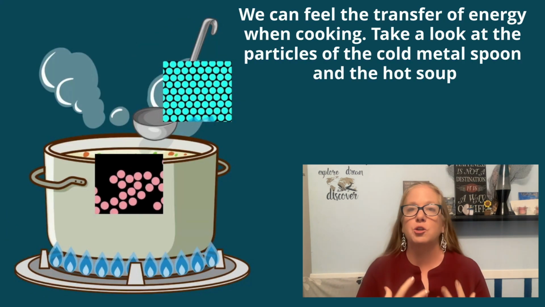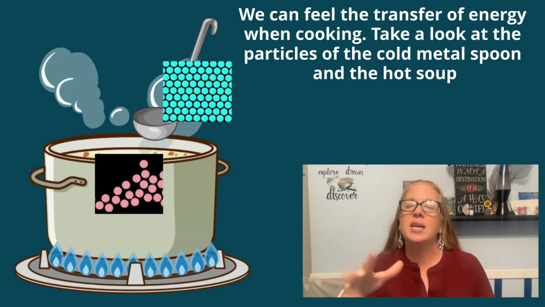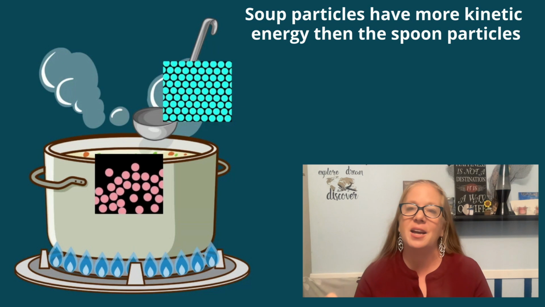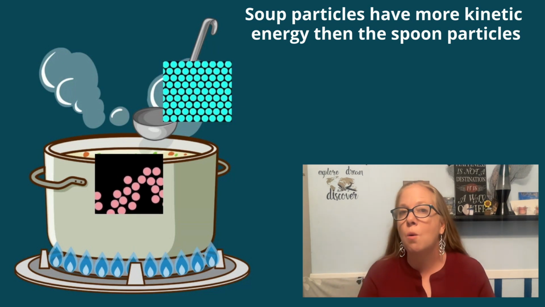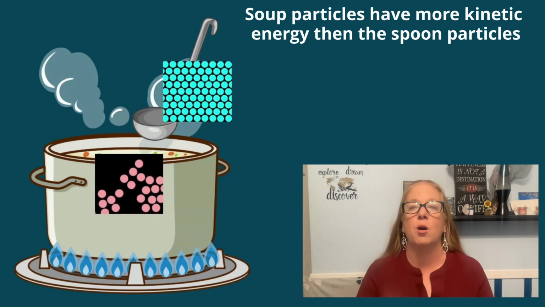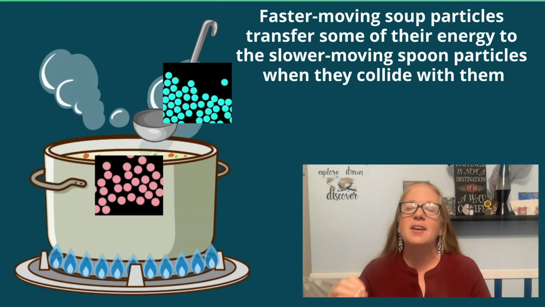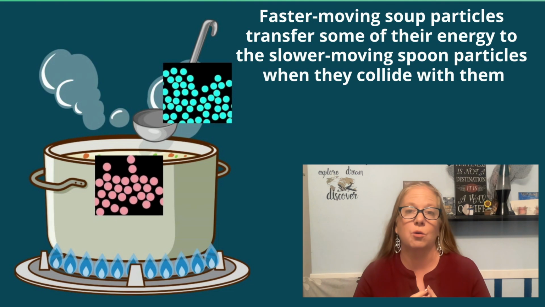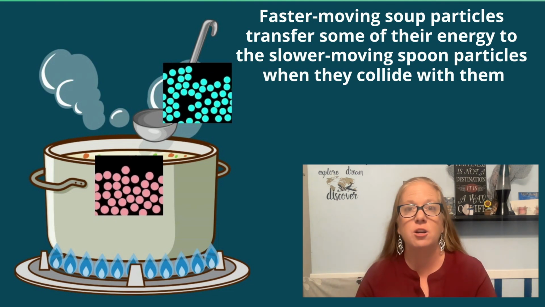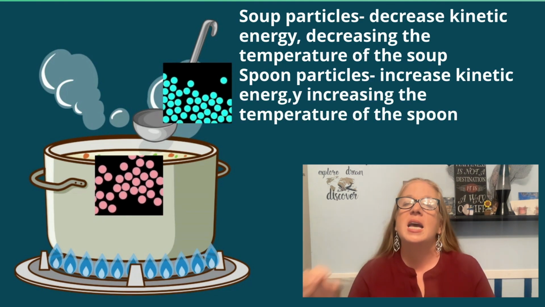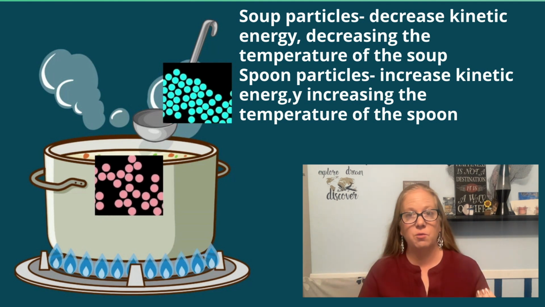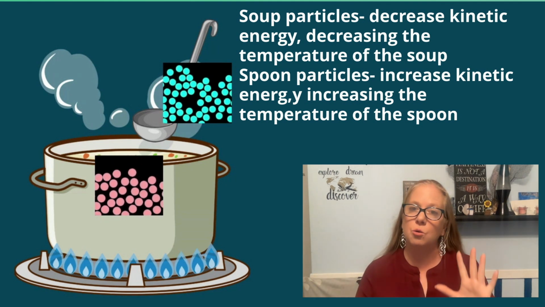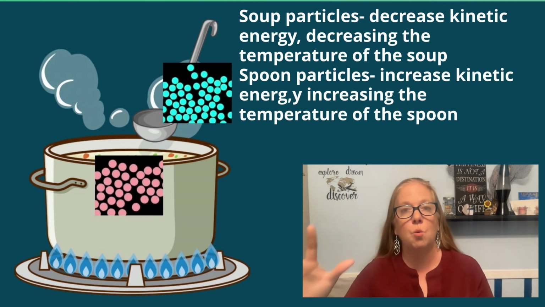And we can feel the transfer of energy when cooking. Now take a look at the particles of the cold metal spoon and the hot soup. Again, the particles of the soup have more kinetic energy than the particles of the spoon. If the spoon is actually left in that hot soup, the soup particles would transfer their kinetic energy to the spoon. The soup particles would slow down and the spoon particles would speed up. And this would cause the soup to cool and the spoon to warm up.